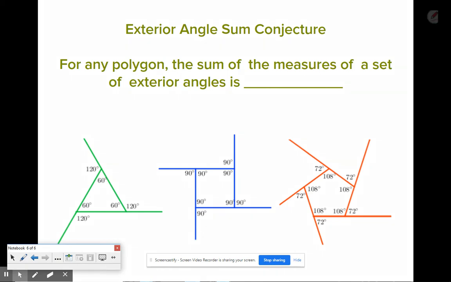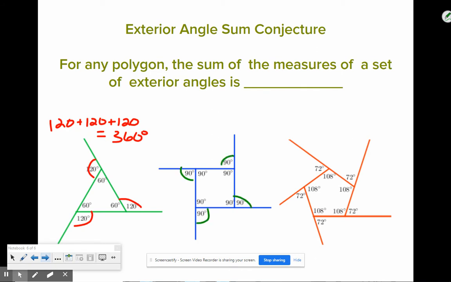Notice here I have the exterior angles extended out, the 120, 120, 120, right? A triangle can only have 3 exterior angles. 120 plus 120 plus 120, guess what? They add up to 360. Then if you notice our quadrilateral, 90, 90, 90, and 90, 90 plus 90 plus 90 plus 90, guess what? They add up to 360 degrees.